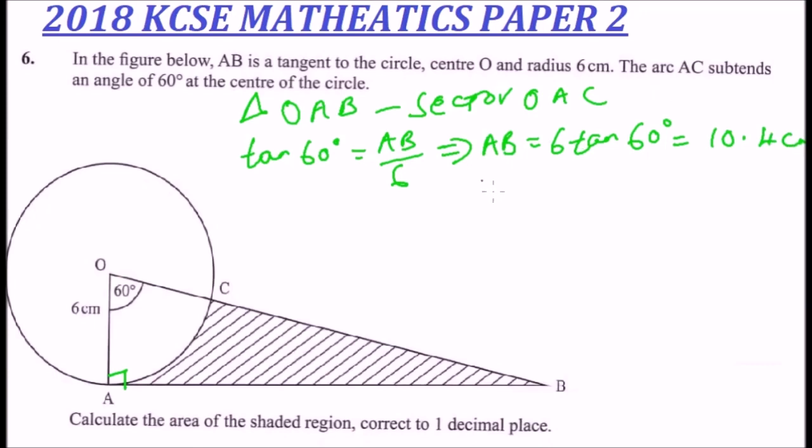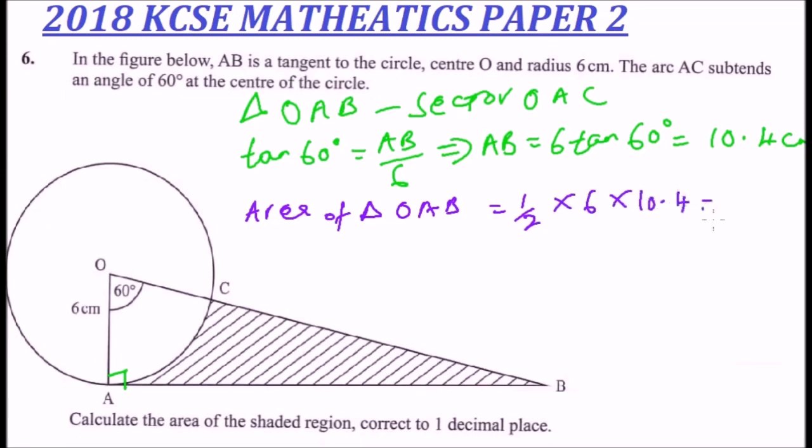Having gotten that, we can find the area of triangle AOB. So we say area of triangle OAB is equal to a half base, that is a half times 6, multiplied by height, which we have found is 10.4, that is AB. And when you work that out, you should get 31.2 centimeters squared. So that is the area.